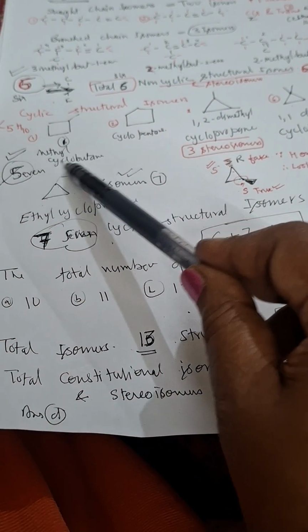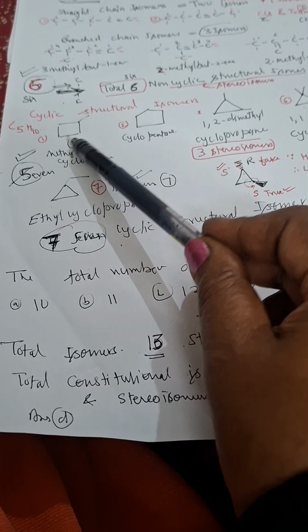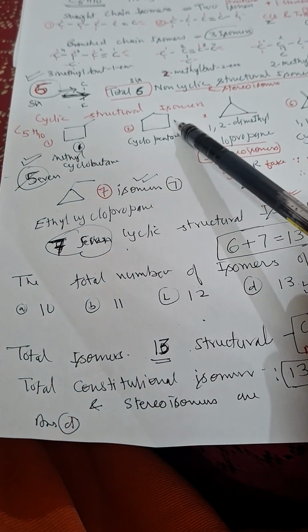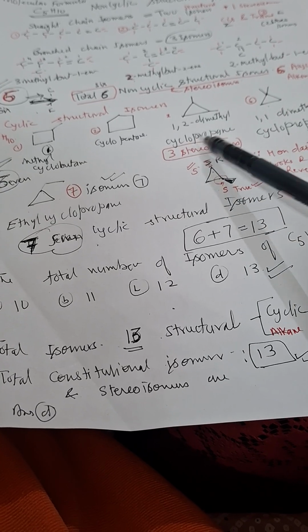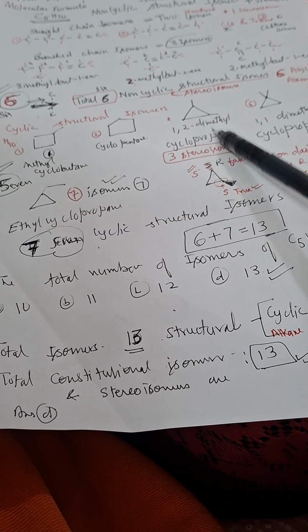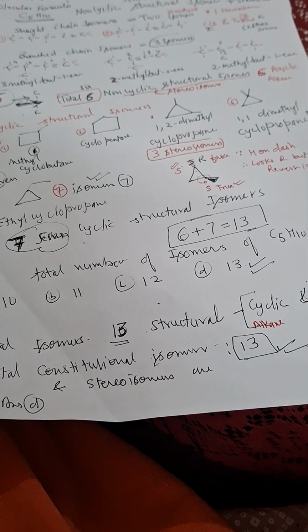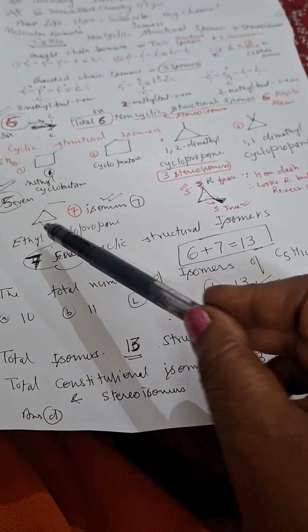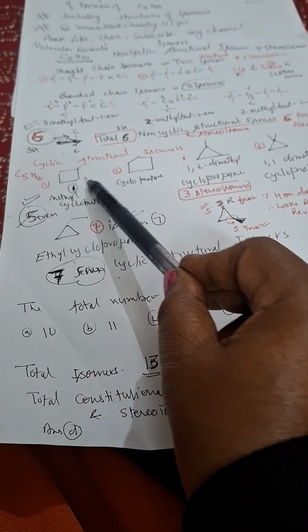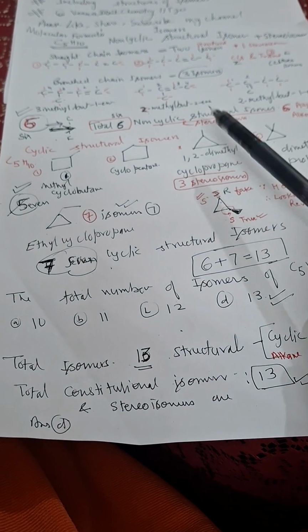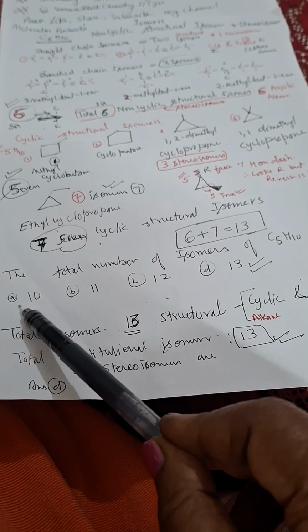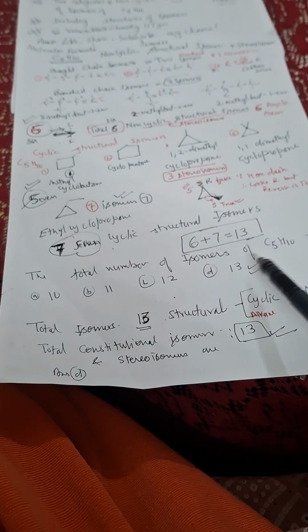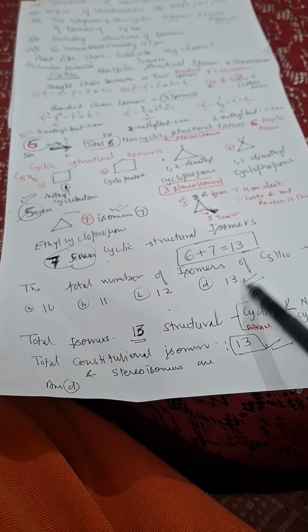Now here I told you 7 cyclic isomers. This is methylcyclobutane, this is cyclopentane, this is 1,2-dimethylcyclopropane, which I told you has 3 isomers, then 1,1-dimethylcyclopropane, and then ethylcyclopropane. So 1, 2, 3, 4 and 3 of this, total 7. So 6 plus 7, 13. Now if they ask the question, the total number of isomers of C5H10, it will be 13.